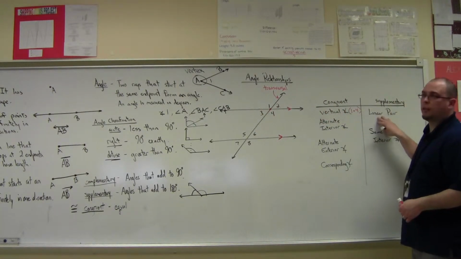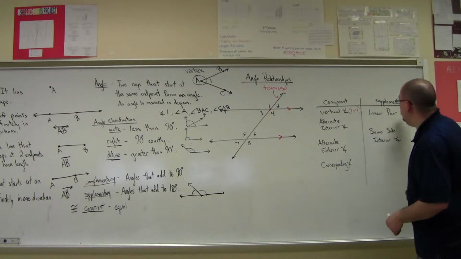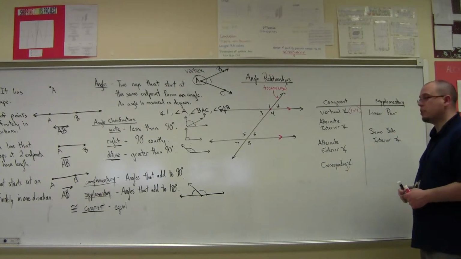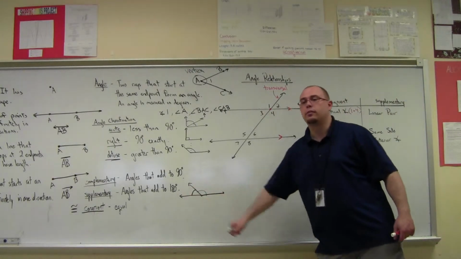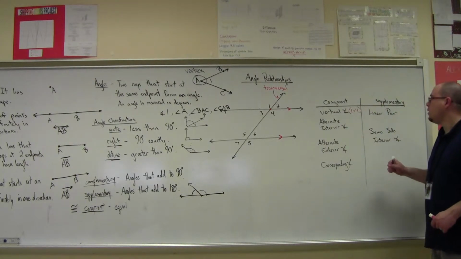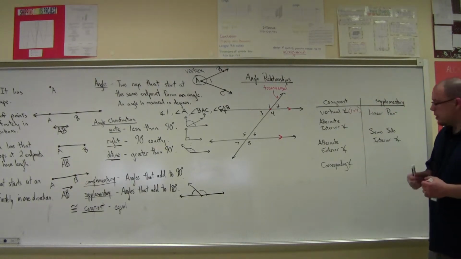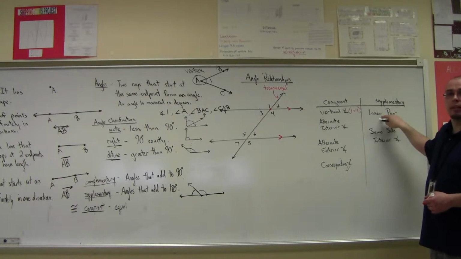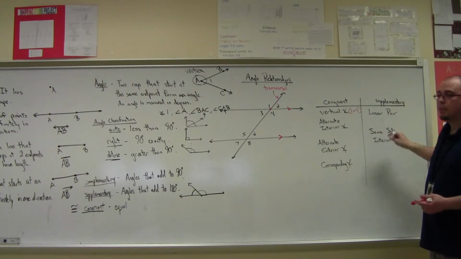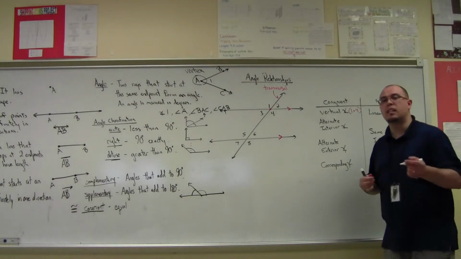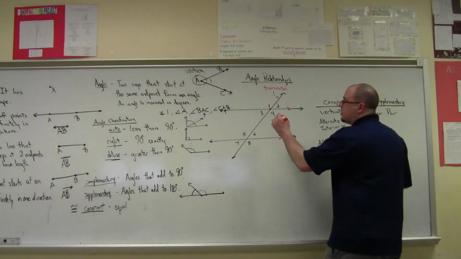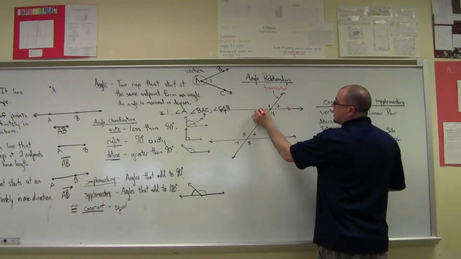The next example I'm going to show you is a linear pair. This is an example of two angles that are supplementary. That means they're going to add to 180 degrees. Linear pair, think about the name: linear, so straight line, pair, 2. We're going to have two angles that are on the same side of the straight line, and they're going to be adjacent to one another, so that means they're going to be next to one another.